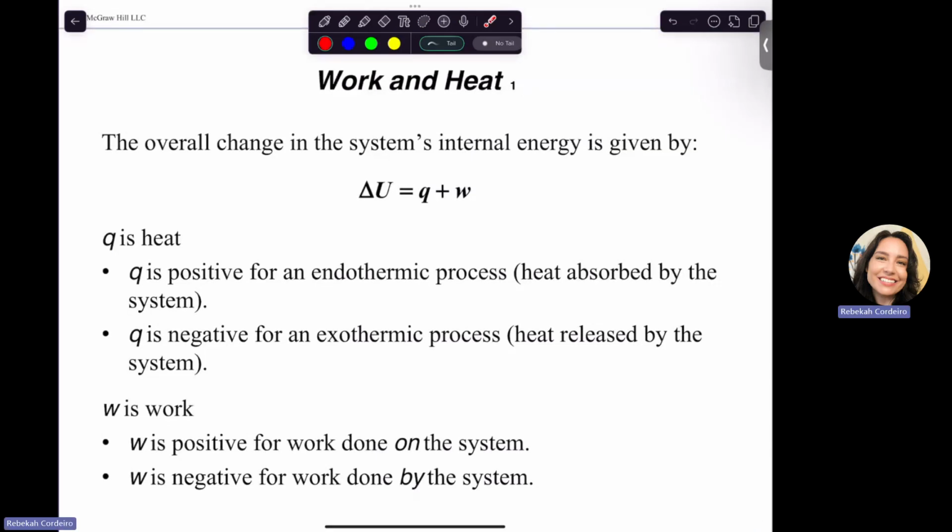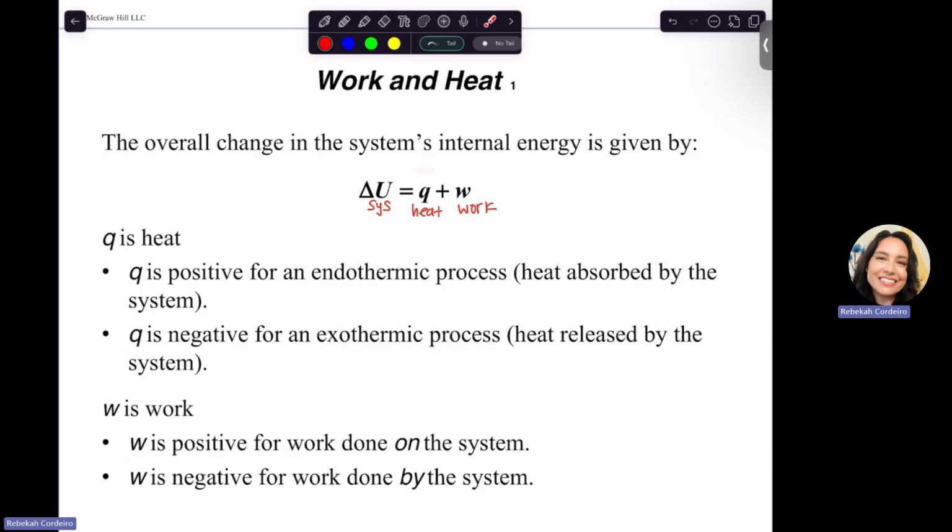And then the change in the system's internal energy is given by Q, which is heat, and W, which is work. Q is positive for an endothermic process. So if heat goes into the system, Q would be positive. If Q is negative, heat is released by the system, so it's given off.